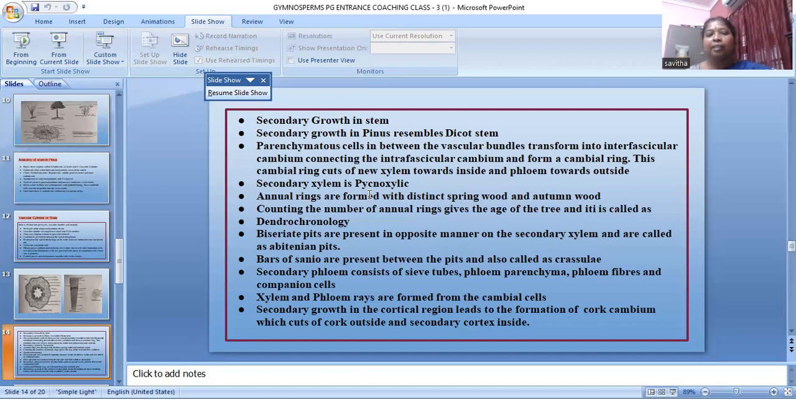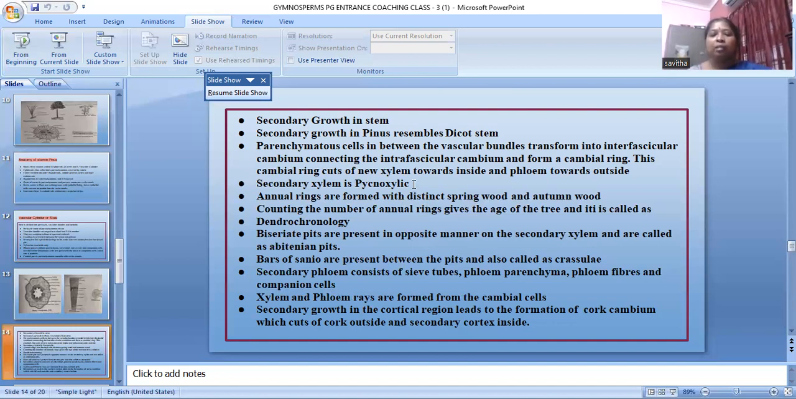The secondary xylem is pycnoxylic in nature in Pinus. For the purpose of entrance examinations, secondary xylem is pycnoxylic in Pinus. Annual rings are formed during the secondary growth. Annual rings are with distinct springwood and autumn wood.